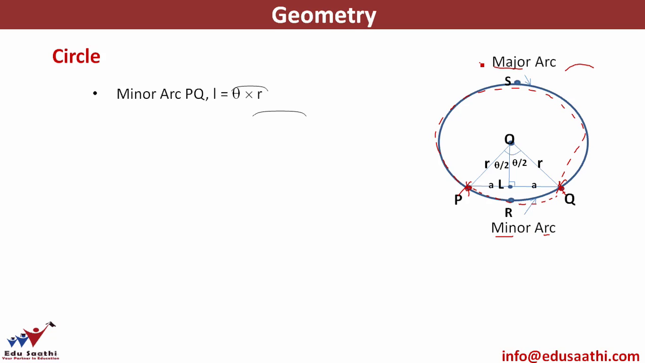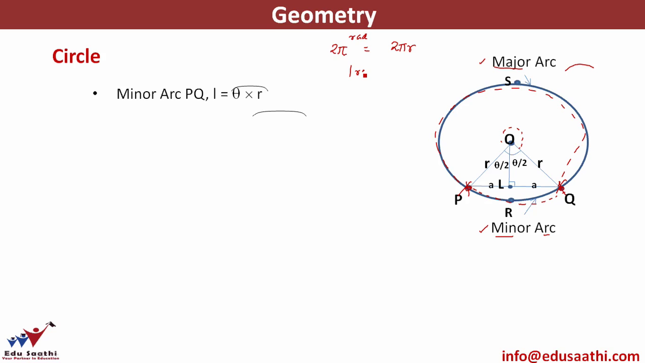However, if I look at major arc and minor arc, they will always add up to give me a value which is equal to circumference of the circle. And circumference of the circle is given by 2 pi r. Now if I look at the length of the major and the minor arc, the total angle at the center is 360 degree or 2 pi. I am talking in radians: 2 pi angle gives me a length which is equal to 2 pi r.